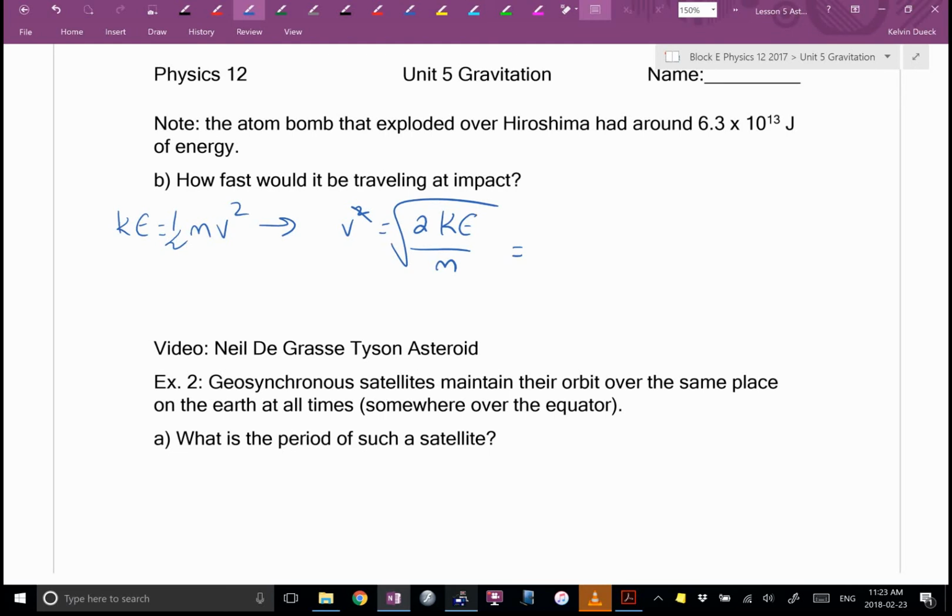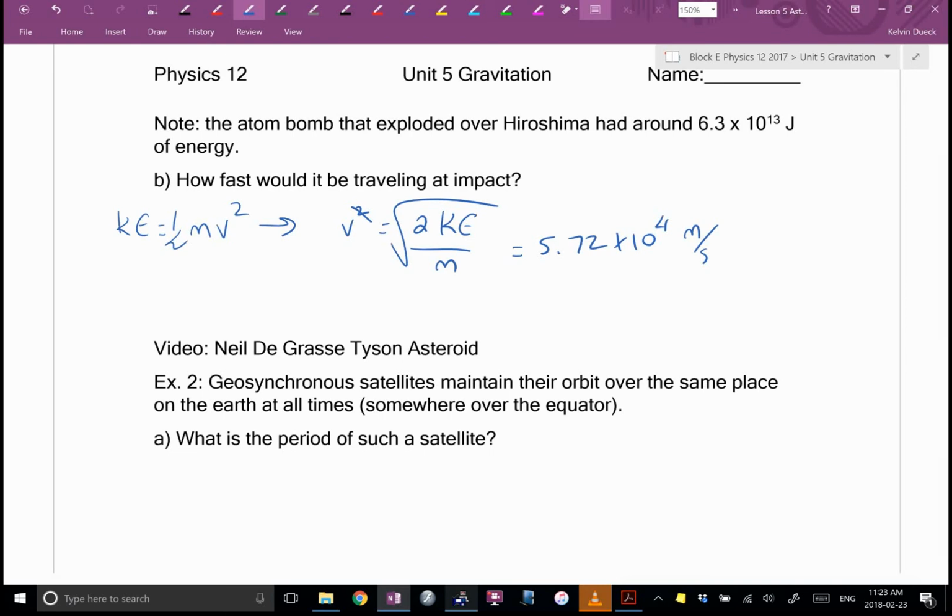What do you get? 5.7 times 10 to the 4. Give me 3 sig figs, please. 5.72 times 10 to the 4. That's about 57 kilometers per second. If you divide that by 1,000, that's pretty fast.